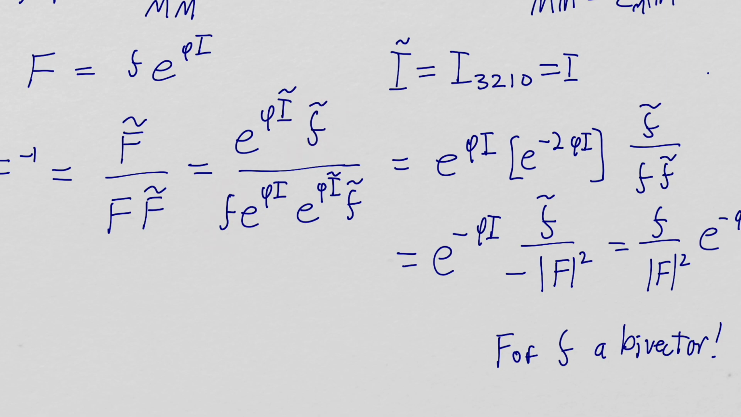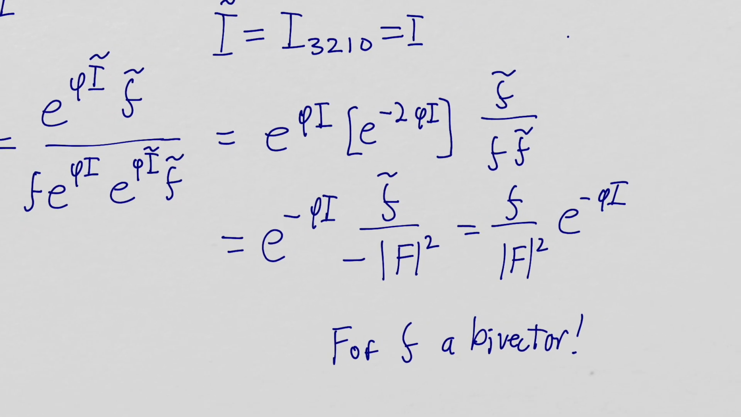F reversion over F times F reversion. So that's this part right here. These two combine nicely and give you e to the minus phi I. F times F reversion is minus the magnitude of F squared. We've demonstrated that a few times, I think. And then you're left with F reversion on the top, but you've got this minus sign on the bottom.